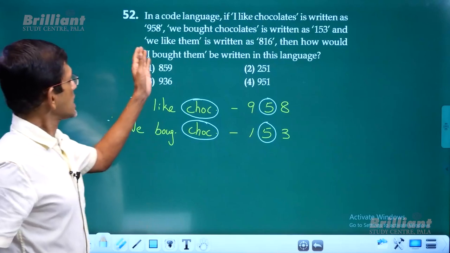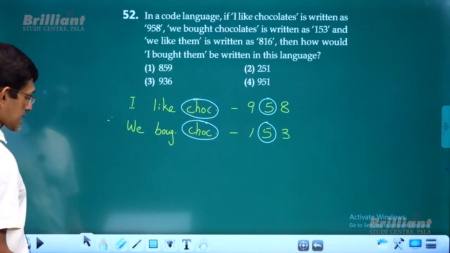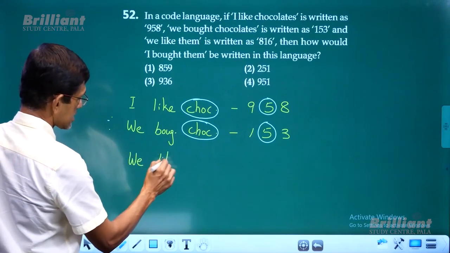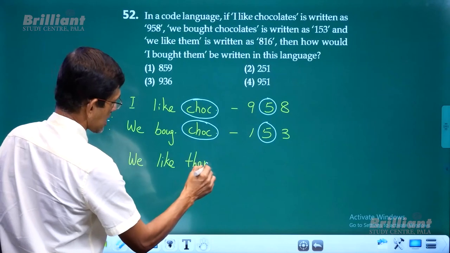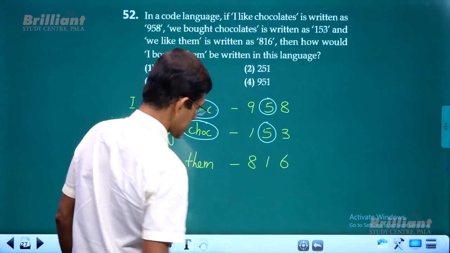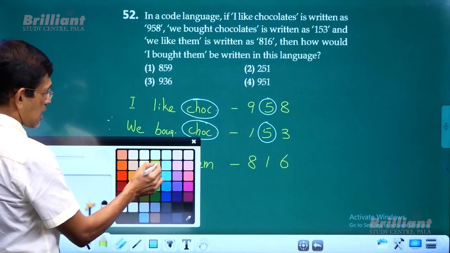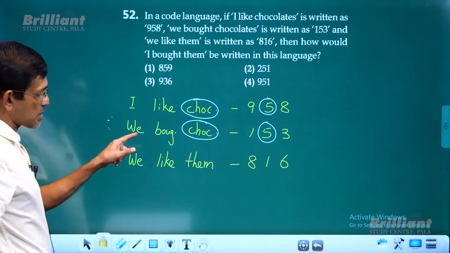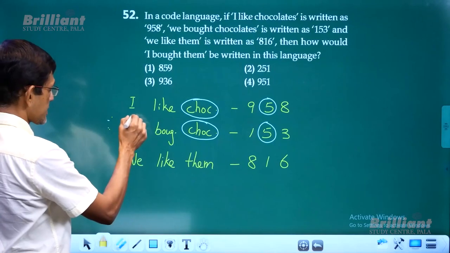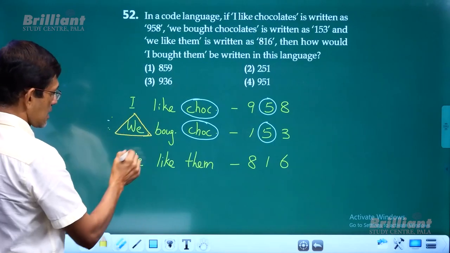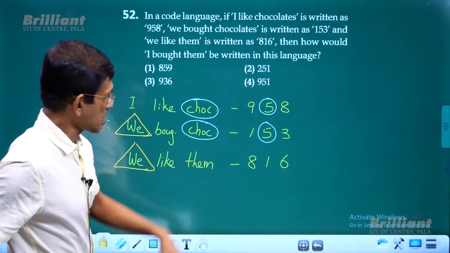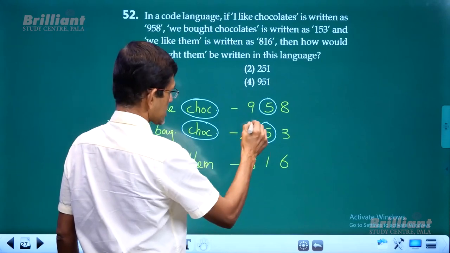And look at the next one. We like them, and the code is 816. Now look at it. What is common between the second and third statements? We is common, right? So we, and here we have 1. Which number is common here? 1 is common, right? So 1 is the code for we.